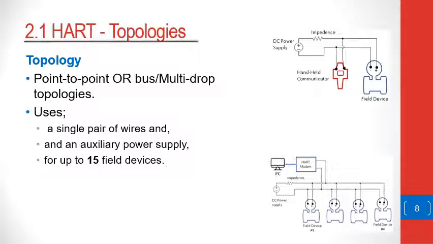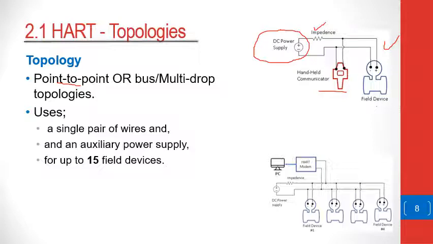So still on the physical layer, the HART network can have multiple topologies. It can be a point-to-point topology. This is an example of a point-to-point topology. We have a field device connected directly to a communicator. This would typically need to include an impedance, because remember we said it requires a minimum impedance, and then a power supply, an external power supply, if such communication requires.